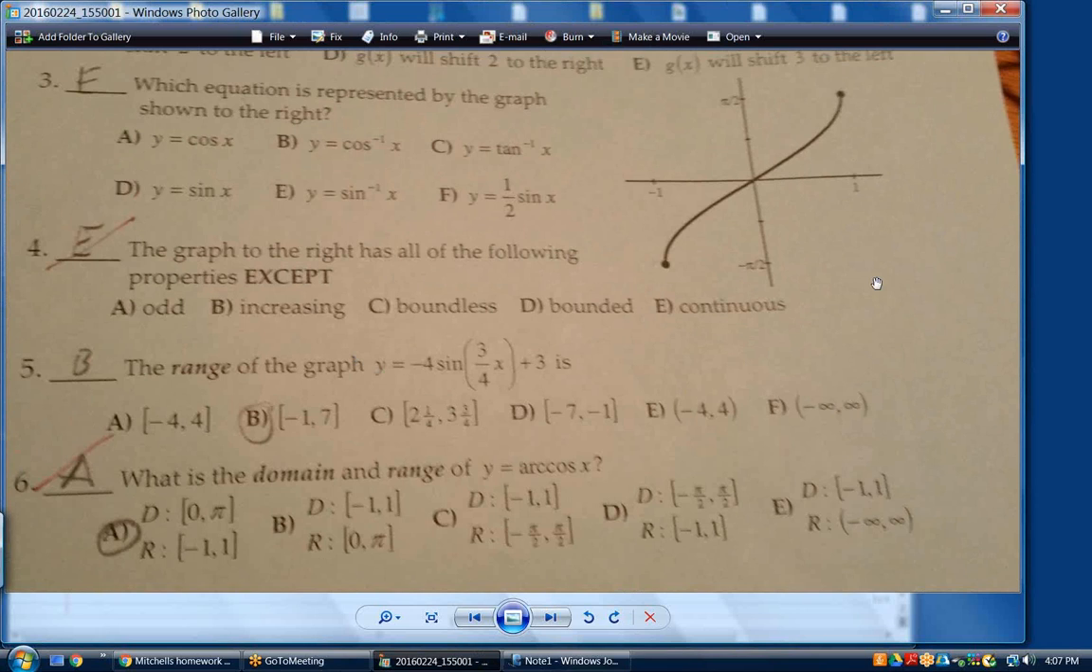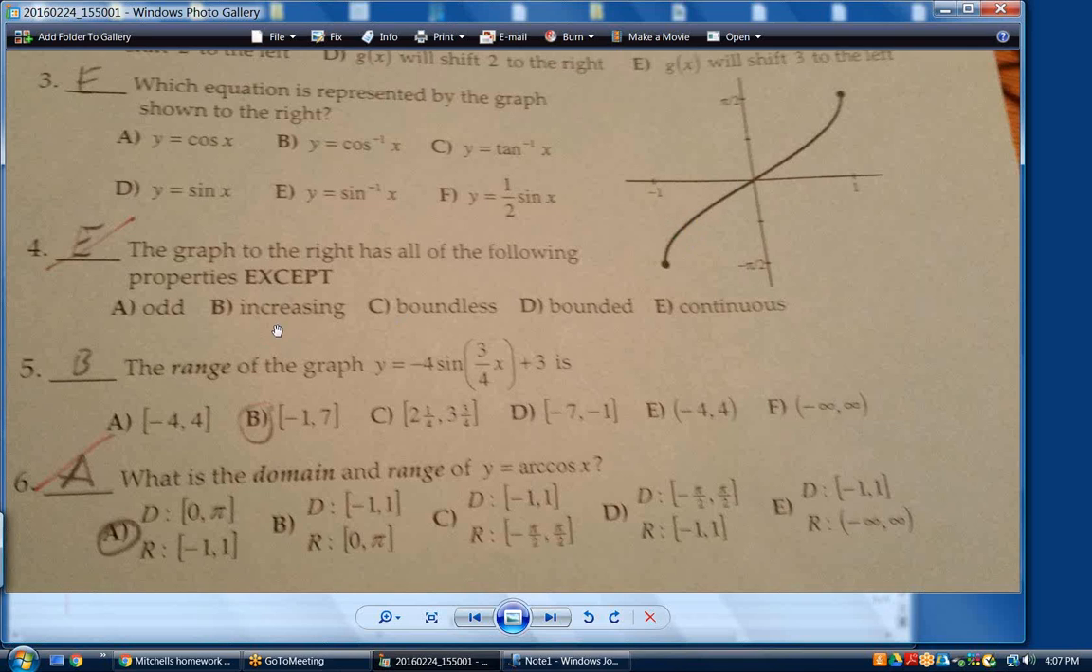Is it odd? Yeah. Odd means it is reflected over the origin. Okay? If I take this part and I reflect, and reflecting over the origin is the same as reflecting over the y-axis and then reflecting over the x-axis. So when I reflect this thing over the origin, it looks exactly like that. And that's what makes it odd.